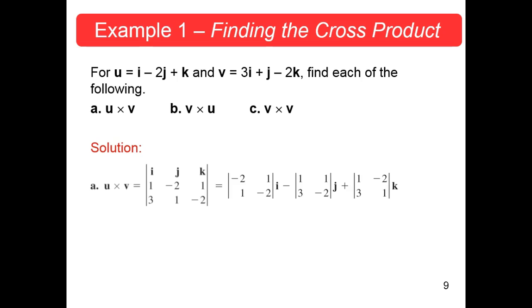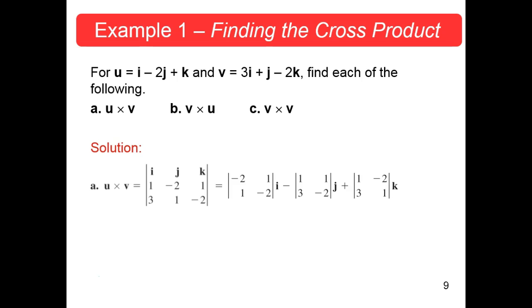If you wipe out the first row and second column, the determinant that's left is 1, 1, 3, negative 2, but you're going to have to negate that one. And then the third one, when you wipe out the third column in the first row, you get 1, negative 2, 3, 1. The determinant of a 2 by 2 is just the product of the down diagonal minus the product of the up diagonal.